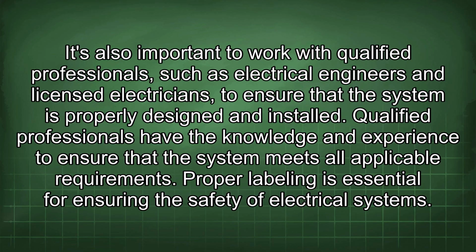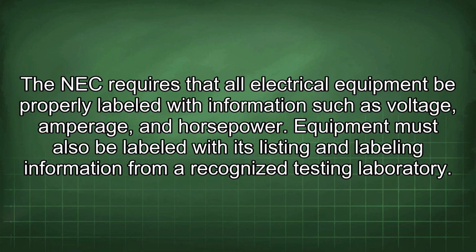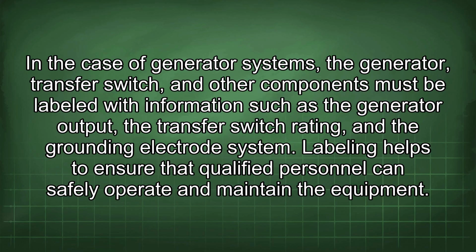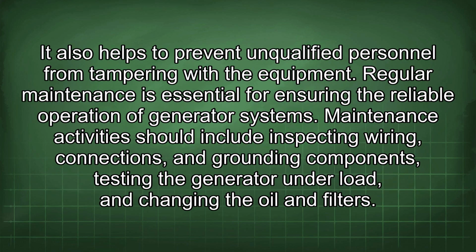Proper labeling is essential for ensuring the safety of electrical systems. The NEC requires that all electrical equipment be properly labeled with information such as voltage, amperage, and horsepower. Equipment must also be labeled with its listing and labeling information from a recognized testing laboratory. In the case of generator systems, the generator, transfer switch, and other components must be labeled with information such as the generator output, the transfer switch rating, and the grounding electrode system. Labeling helps to ensure that qualified personnel can safely operate and maintain the equipment. It also helps to prevent unqualified personnel from tampering with the equipment.